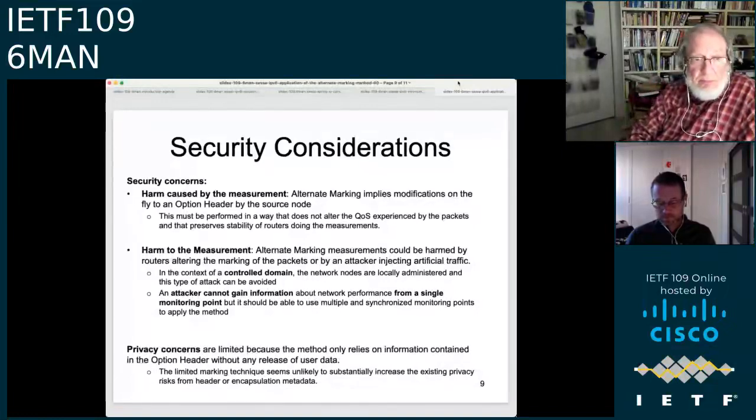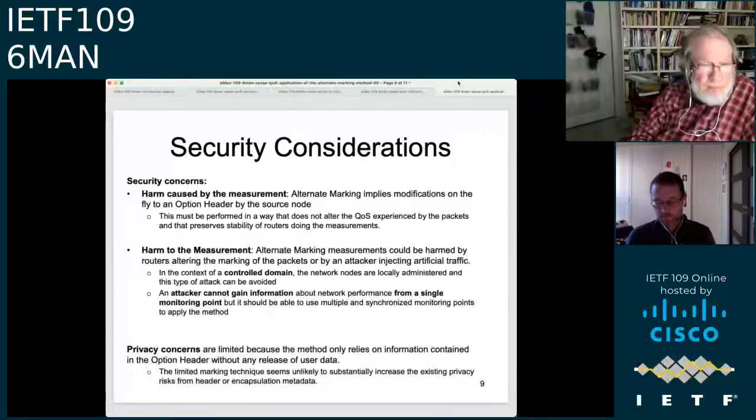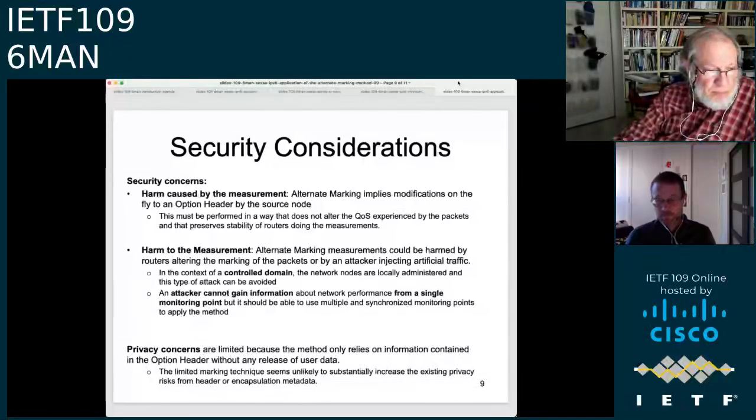Regarding the attack on the measurement, we are in the context of a controlled domain. So it is supposed that the network nodes are locally administered, and this type of attack can be avoided. In addition, an attacker cannot gain the information by using one single monitoring point, but needs synchronized monitoring points. So this increases the difficulty of this kind of attack. Regarding privacy, it is also limited because the method only relies on information in the option header without any release of user data. Next slide.